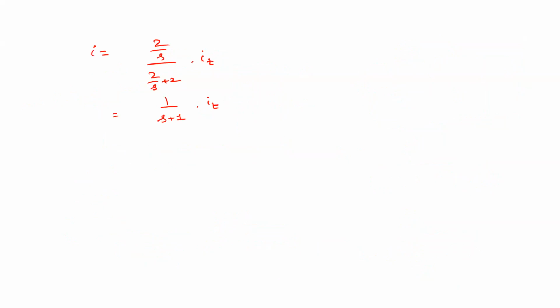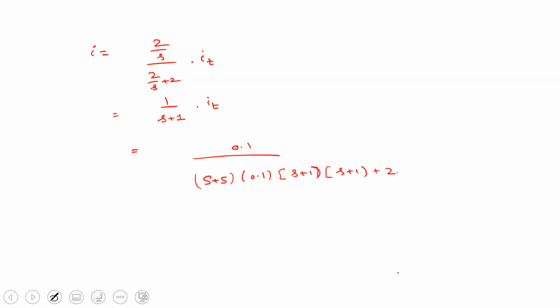Solve this one. So what will you get? 0.1 by s plus 5 into 0.1 into s plus 1, into 0.1 by s plus 5, s plus 5 into 0.1 into 0.1 into s plus 1 into s plus 1, plus 1 into s plus 1 plus 2, s plus 1 plus 2.